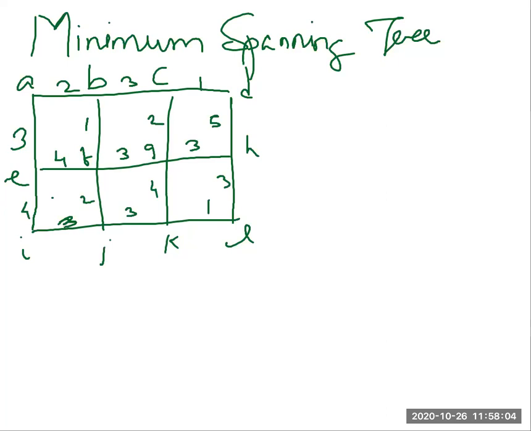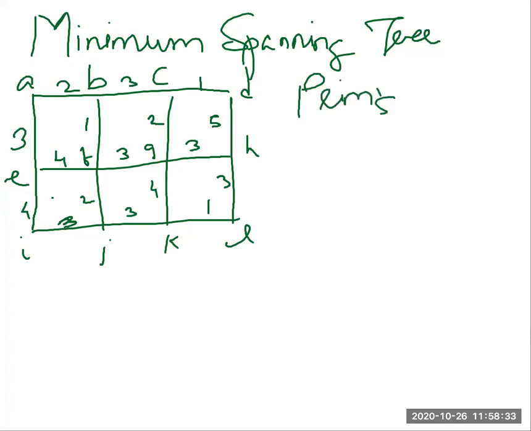Now let us consider the first algorithm, called Prim's algorithm. A minimum spanning tree is a spanning tree of a connected weighted graph, and has the smallest possible sum of weights of its edges. So let's look at the first algorithm.